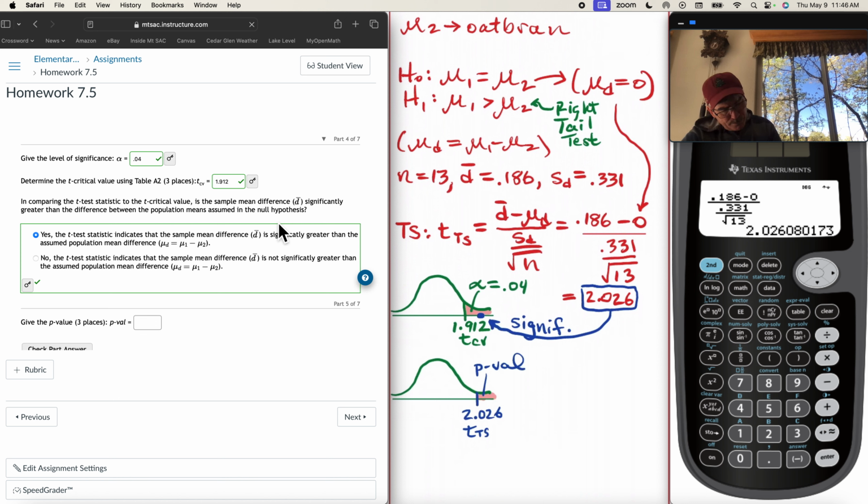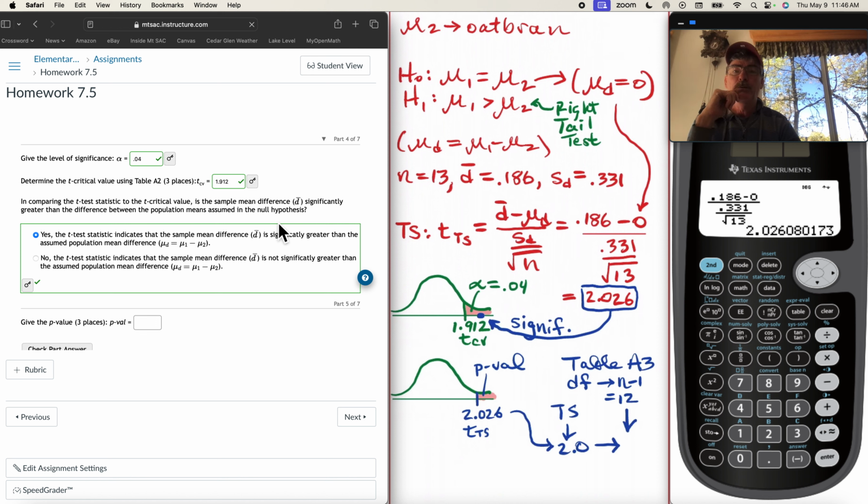Okay, we'll go ahead and diagram the table here. It's table A3. So for degrees of freedom, as usual, we go with n-1. That'll be 12. Our test statistic here, we're just going to have to do 2.0. So it is the 2.026, but we have to round this to one place after the decimal because that is all the table will tolerate. So from 12 degrees of freedom and a 2.0 test statistic, let's see what we get here.